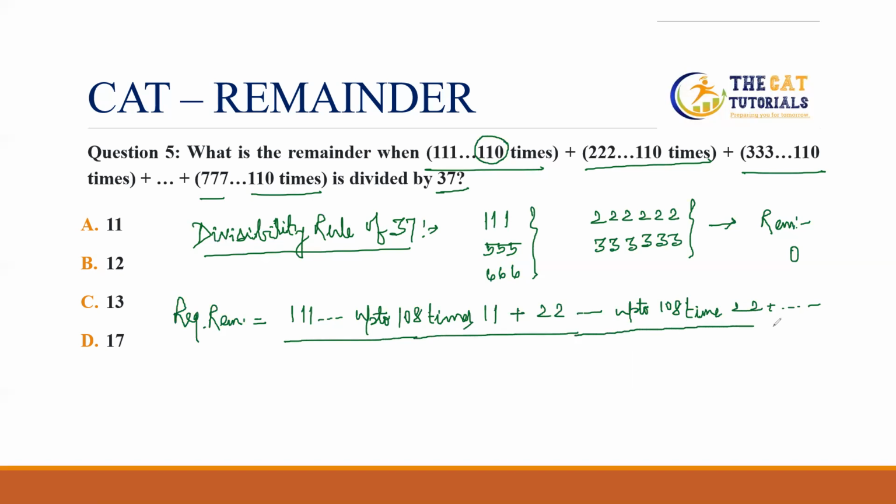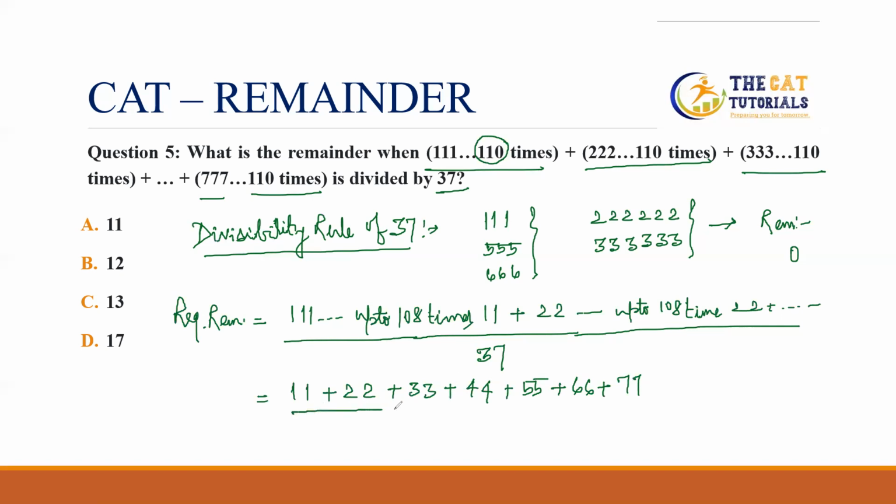So see what will be the result of this question. Up to 108 times, it will give you a 0 remainder. From the first terms, we will get 11 as a remainder. From the second terms, 22. From the third terms, 33. From the fourth terms, 44. From the fifth terms, 55. From the sixth terms, 66. And from the seventh terms, 77.